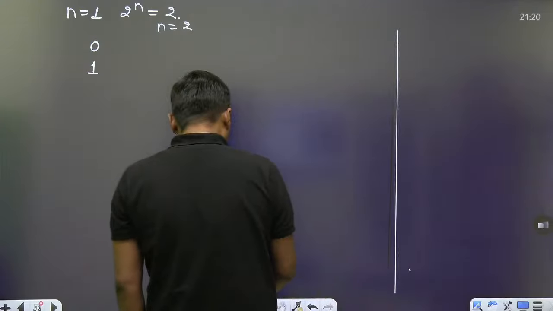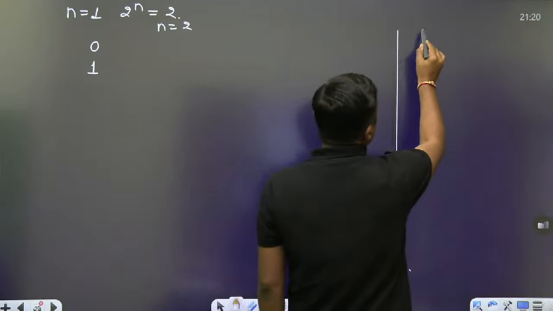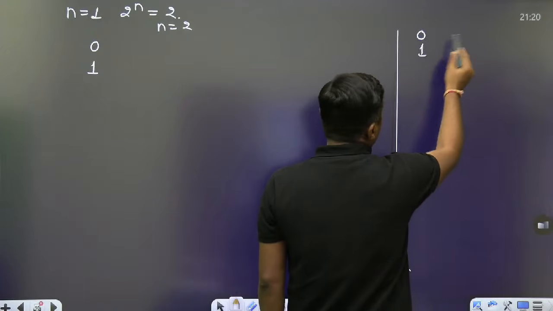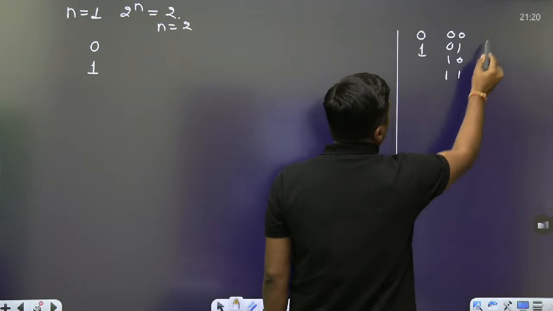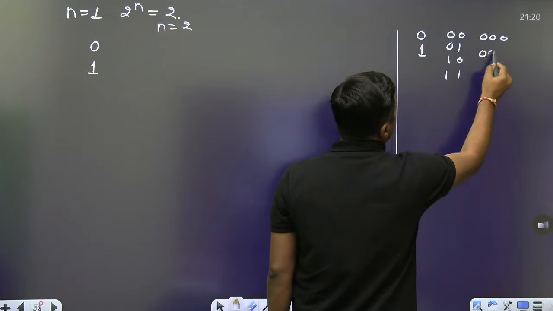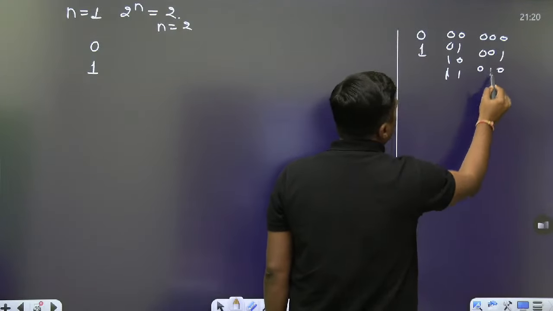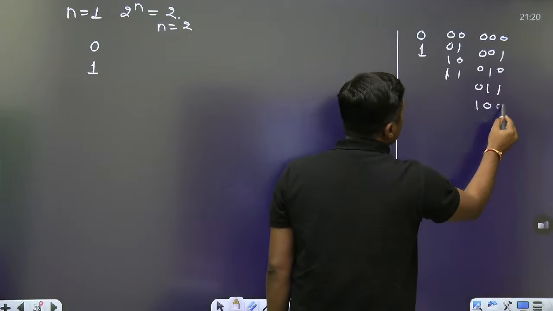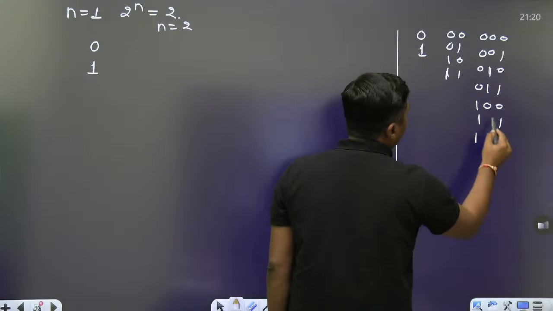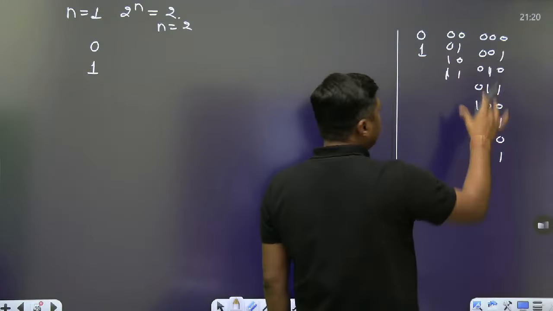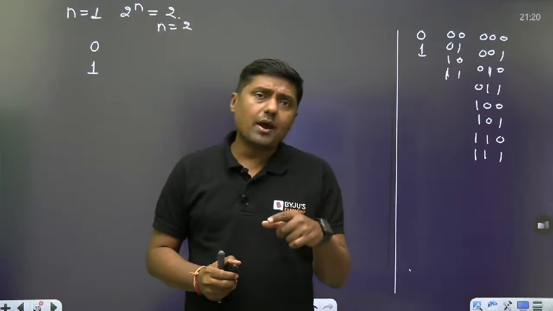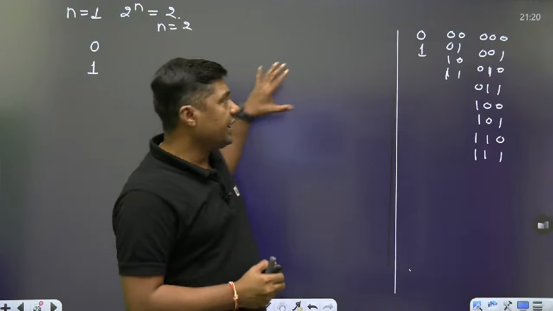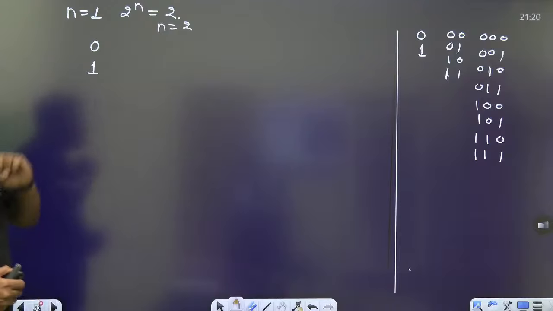What is it in binary? If it is 1 bit: 0, 1. If it is 2 bits: 0 0, 0 1, 1 0, 1 1. If it is 3 bits: 0 0 0, 0 0 1, 0 1 0, 0 1 1, 1 0 0, 1 0 1, 1 1 0 and 1 1 1. We are writing like this. This is the binary code. Watch the binary code and watch the gray code. Now we can understand what is the difference between these two codes.